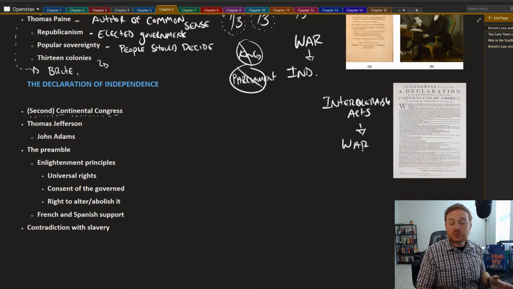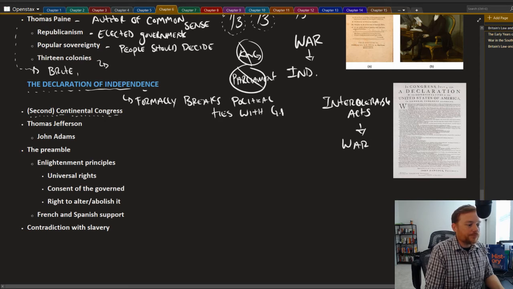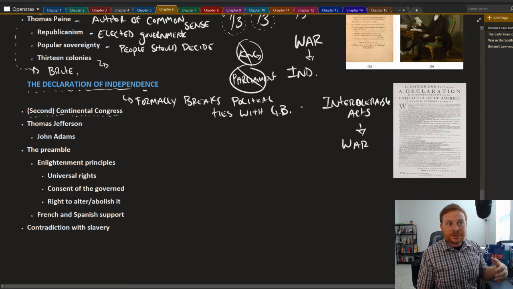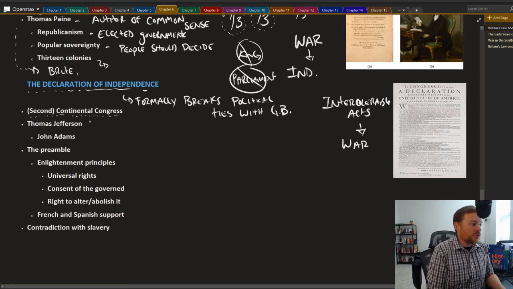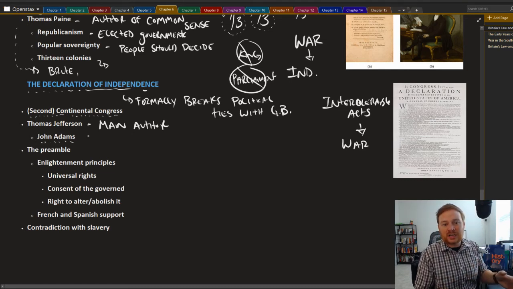And probably the most important thing to come out of this second meeting of the colonies is the Declaration of Independence, which formally breaks ties, or breaks the political ties, with Great Britain. The document itself was a group project by 5 individuals. Thomas Jefferson is the main author of it, right? So he, in fact, wrote most of it. John Adams, the lawyer from Massachusetts, of course, is part of it as well.